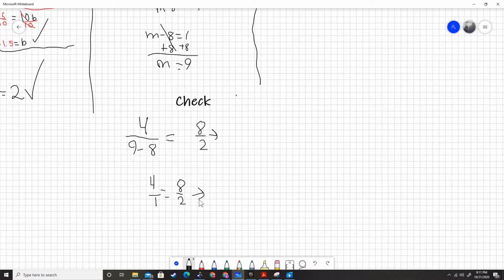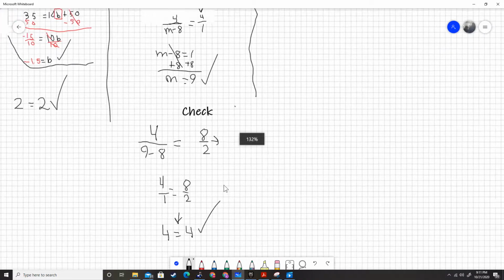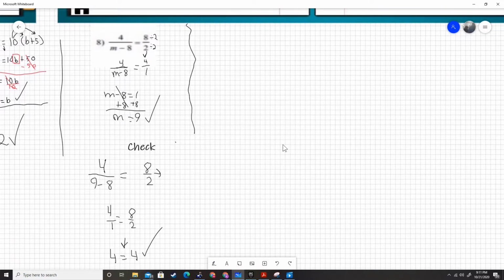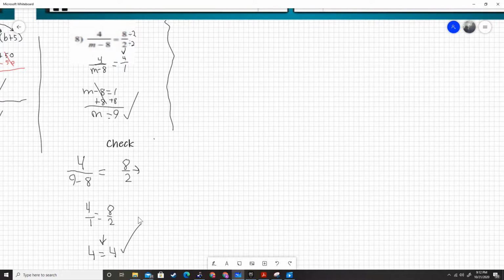So, 4 divided by 1 is 4, and 8 divided by 2 is also 4. So that means that this works. We got 9 as what our m was, and it does work. Now this is one method of solving it. Alternatively, we can still go through and cross multiply and solve. So let's check to see if that other method will also work for this.